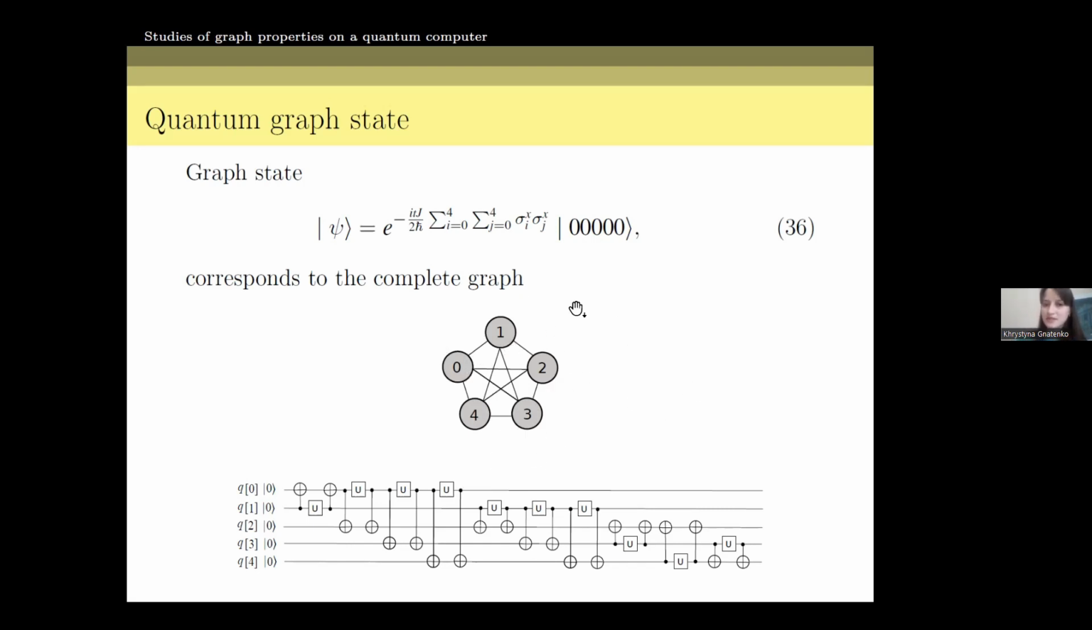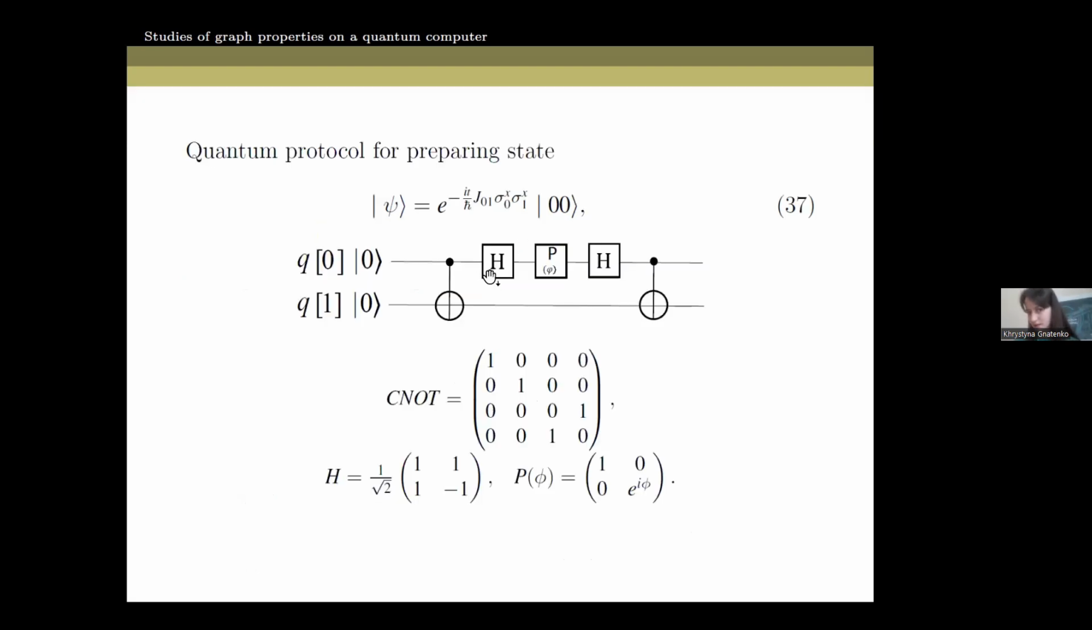And to study this graph and to prepare this operator, we have to use a not simple protocol. We have a lot of gates here, and this U gate is composed of a Hadamard gate, a phase shift gate, and also a Hadamard gate.